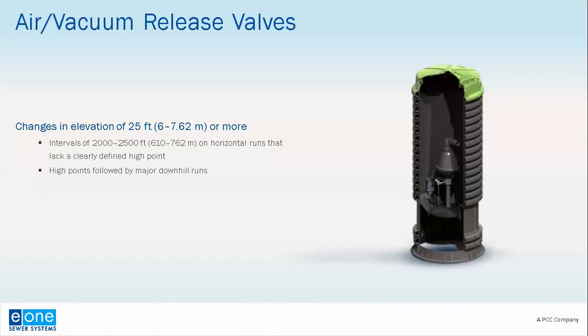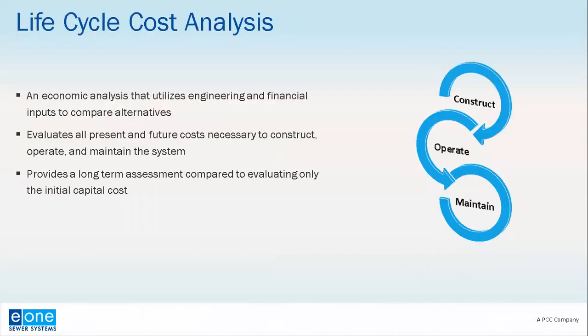Air release valves are typically required with an E1 system. We're going to call for these to be integrated at intervals of 2,000 to 2,500 linear feet, or on horizontal runs that lack a clearly defined high point. Really, where there's any high point or major downhill runs, it's a sound engineering practice to include these in key locations, and we're going to work with you hand in hand to point out where those locations are going to be.